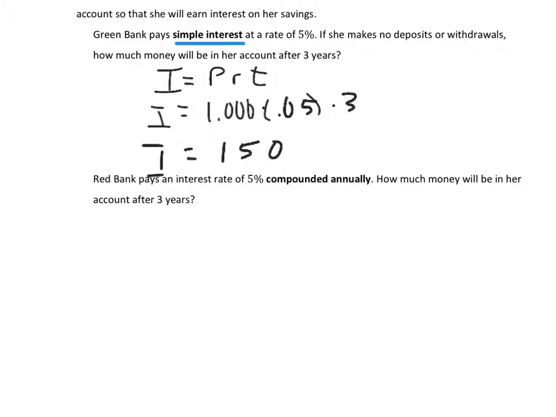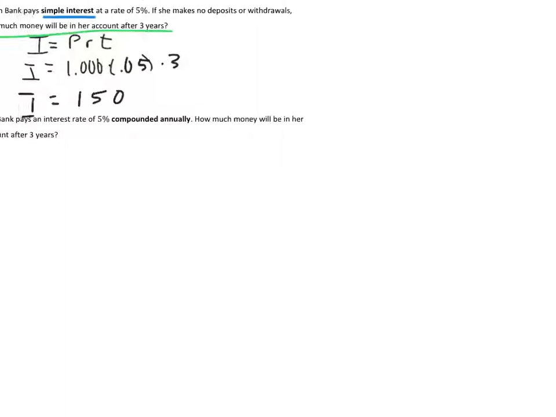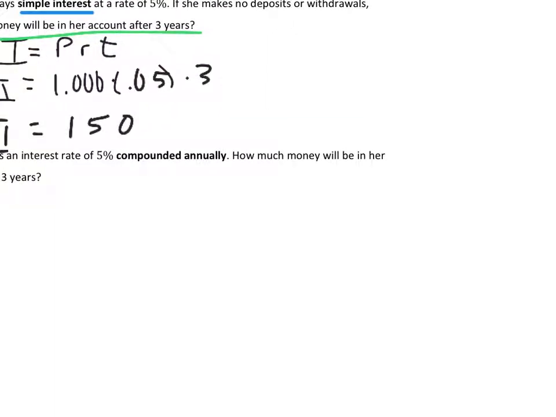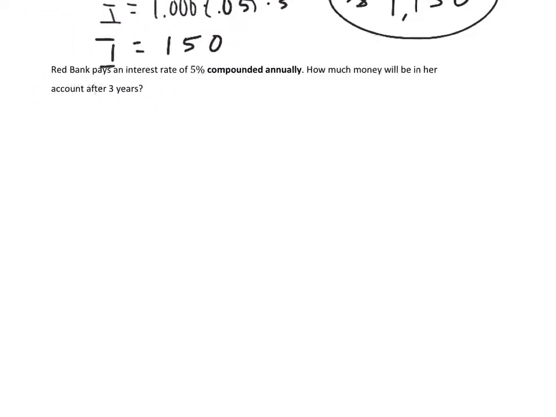The question, though, is asking how much money will be in her account. Well, remember she put in $1,000, and she's gaining interest of $150. So in her account will be $1,150. That's an easy way to lose a point. So please make sure you go back again and always reread the problem or the question being asked.